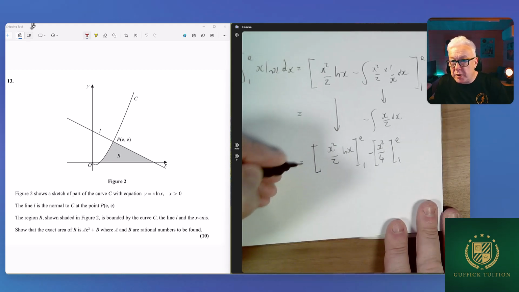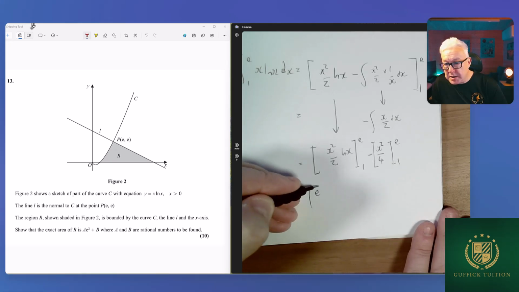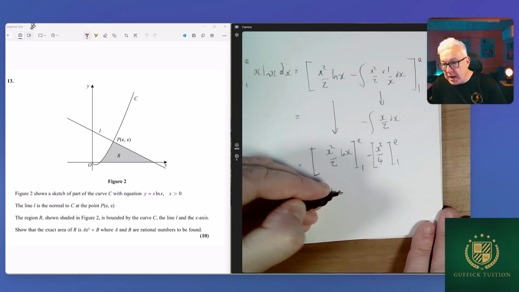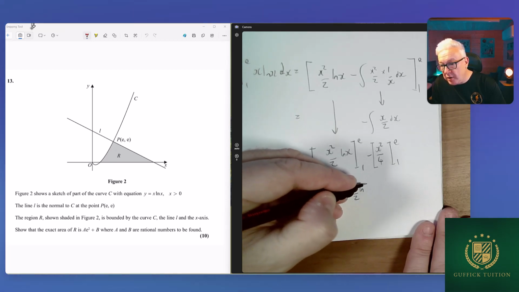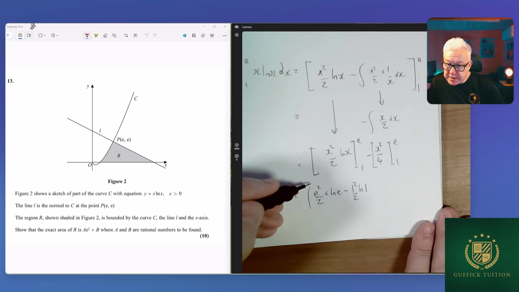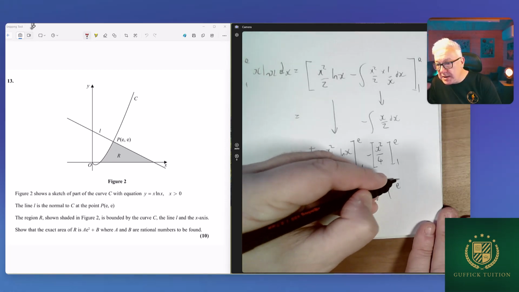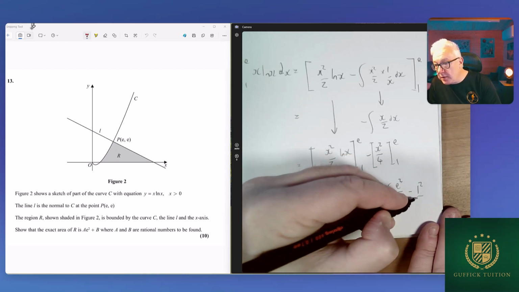Okay, so evaluating these between e and 1, we're going to have e squared over 2 times ln of e, minus 1 squared over 2 times ln of 1. Okay, so that's our first one. And then that's going to be minus, open bracket, e squared over 4 minus 1 squared over 4.